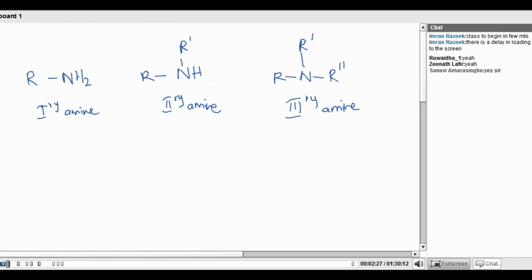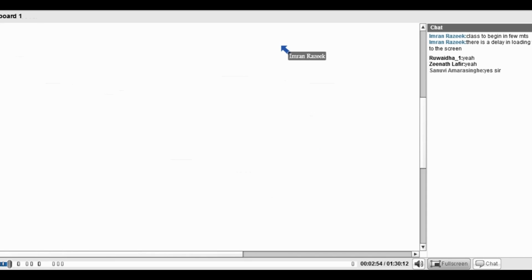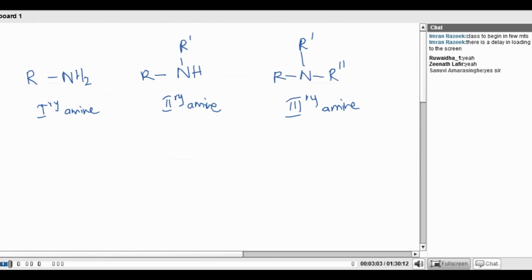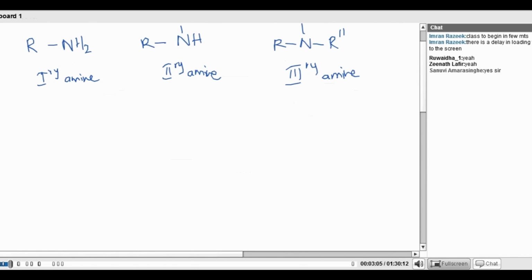The difference between amides and amines is that in amides, the NH2 group is attached to a carbonyl group, whereas in primary amines or just amines, it's an NH2 group or NH group or N group attached to the carbon containing group. So that's the difference between amides and amines. So in amides, we have the carbonyl group with the NH2 group attached to the carbonyl group. As for the amines, it is just an NH2 group or NH group attached to the carbon containing group.